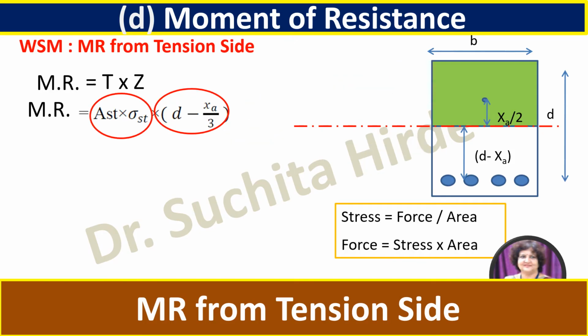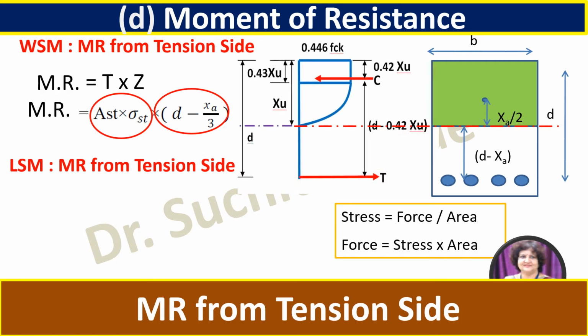To understand the calculation of moment of resistance using limit state method from tension side, first of all we will draw the stress variation diagram like this. So here C is total compressive force developed in the concrete and T is the total tensile force developed in steel. C acts at 0.42 XU from the extreme fiber. This is given in your IS code.